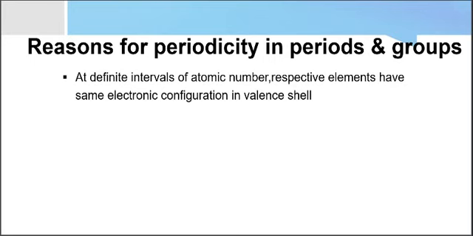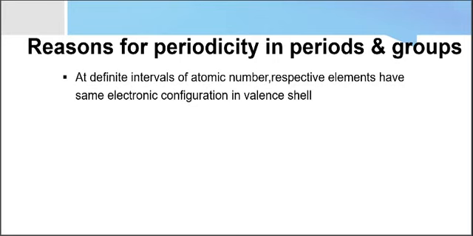So if we do the electronic configuration of lithium and sodium, so electronic configuration of lithium will be 2, 1, and electronic configuration of sodium will be 2, 8 and 1. So we can see that the number of electrons in the valence shell is same.